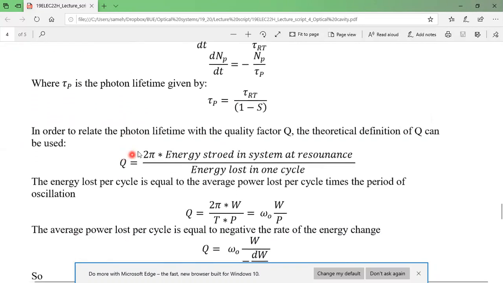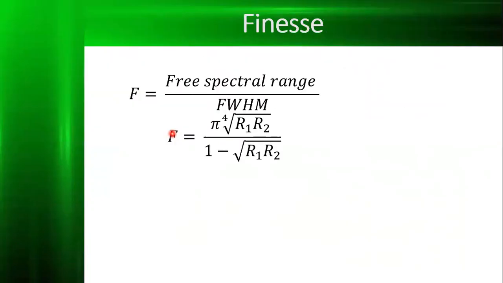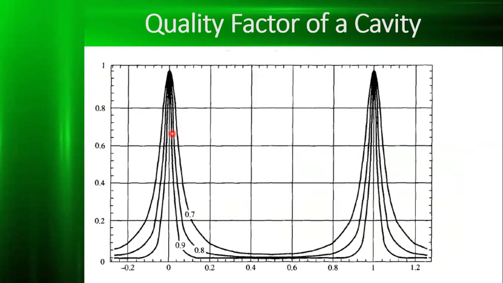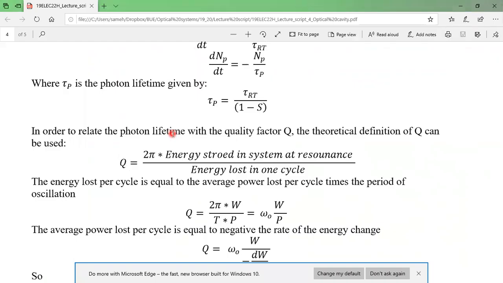Here we define the Q in another way. If you remember, a few slides ago we defined the Q as the ratio between the center frequency, or the resonant frequency, and the full width at half maximum. Based on this, we can easily understand that this is an evaluation of the sharpness of the signal. Now we'll define it in another way.